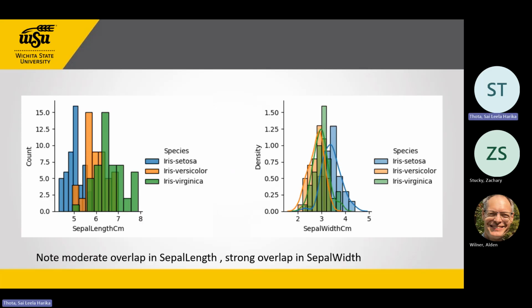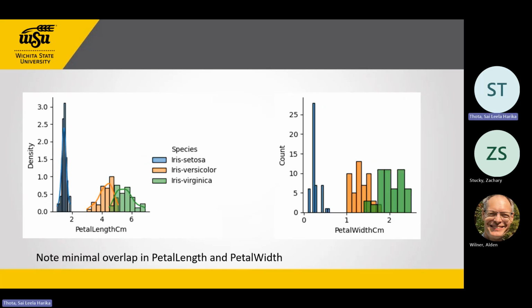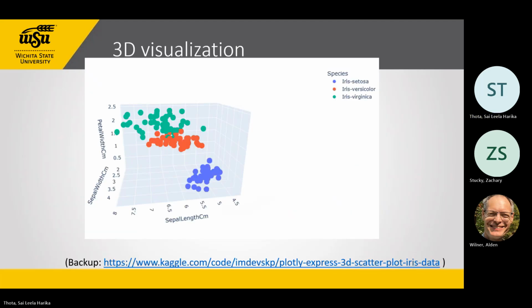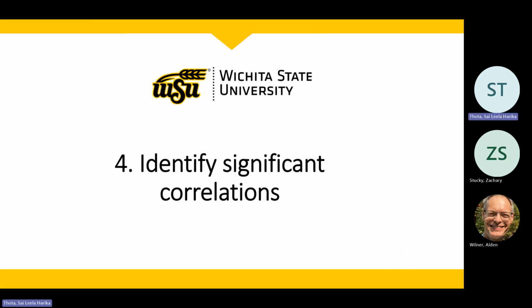And this is how the histogram will look. And this is another one, for petal length, petal width. So this is how the 3D visualization will look of all the three species: Setosa, Versicolor, and Virginica.